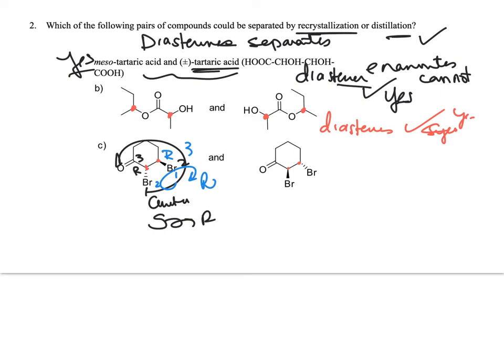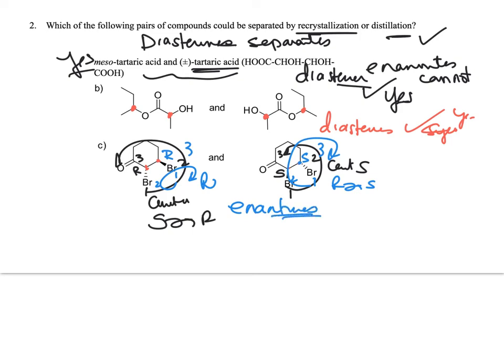So then let's see the relationship here. 1, 2, 3. That's counterclockwise, that's S, and the hydrogen is in back, so that's S, that's okay. And then let's look at this one, 1, 2, 3, that's R, but the bromine is going in back, so that's going to be S. So you see that this is RR and this is SS. That means that they're enantiomers, and enantiomers cannot be separated by physical means, so no.